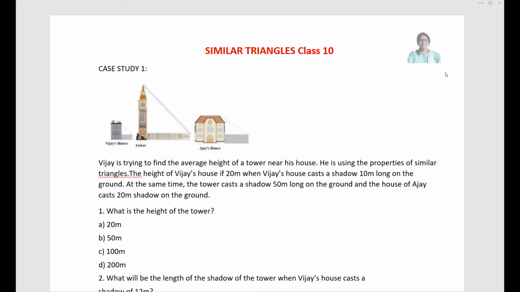Here there is a figure. See the figure. Next is read the question. Vijay is trying to find the average height of a tower near his house. He is using the properties of similar triangles. The height of Vijay's house is 20 meter, when Vijay's house casts a shadow 10 meter long on the ground. At the same time, the tower casts a shadow of 50 meter long on the ground, and the house of Ajay casts a 20 meter shadow on the ground.